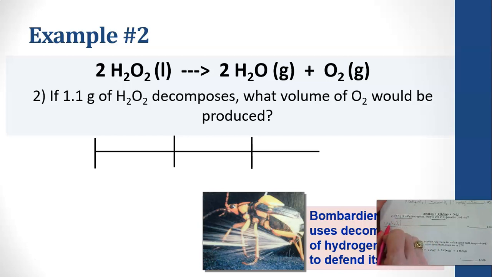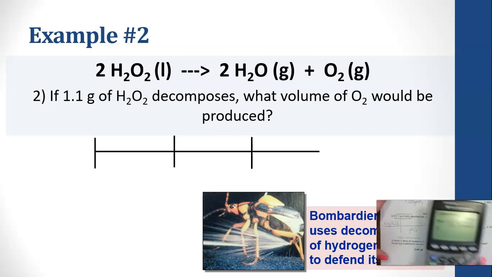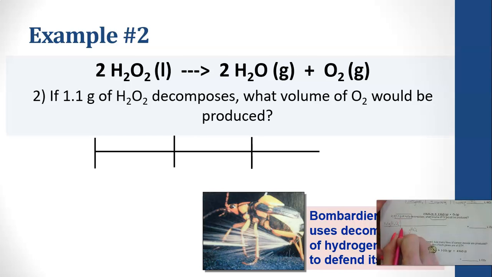And I go down my unit. Grams of H2O2 is in the numerator, so I put grams H2O2 in the denominator. I'm going to use the conversion factor 1 mole equals molar mass in grams. So I need to find the molar mass of hydrogen peroxide. So 2 times 1.008, 2 hydrogens, I'm going to add that to, open up the parentheses, 2 times oxygen. And I get 34.014 grams in 1 mole of H2O2.